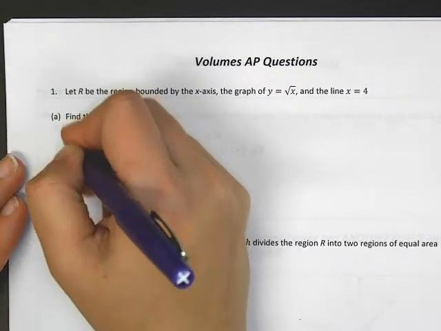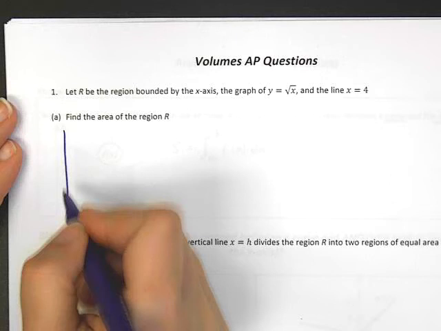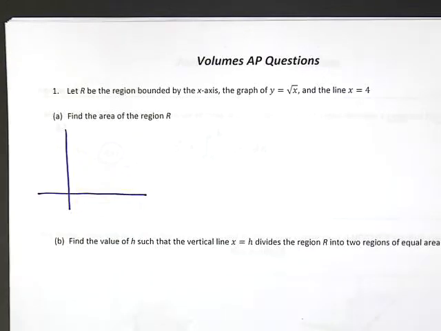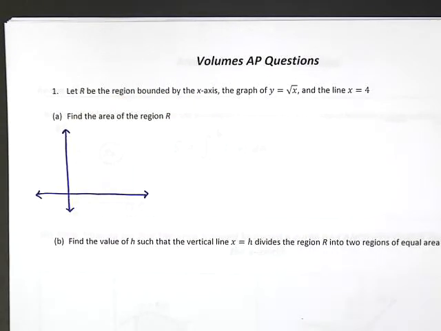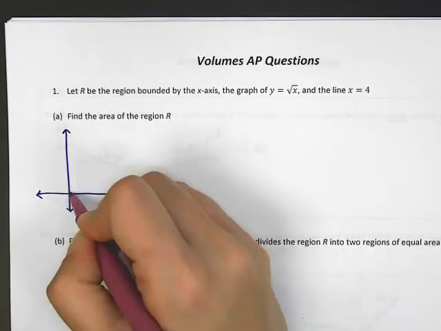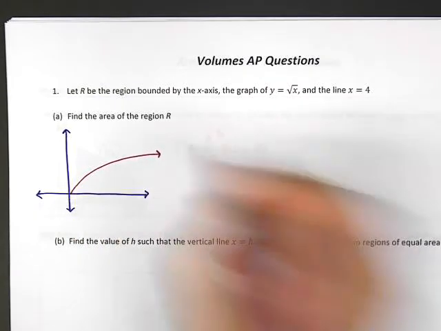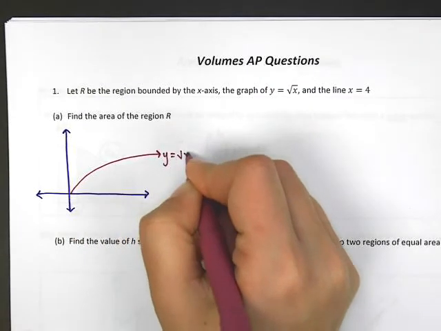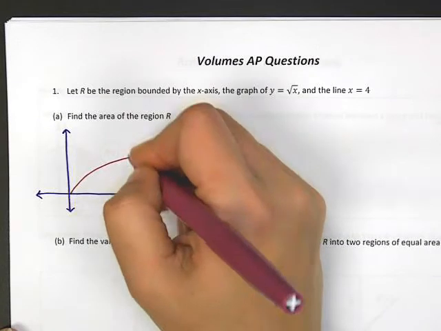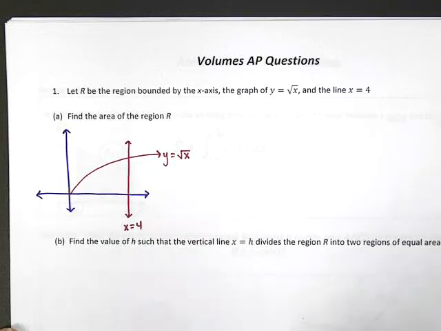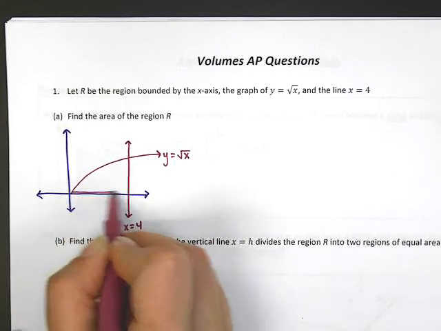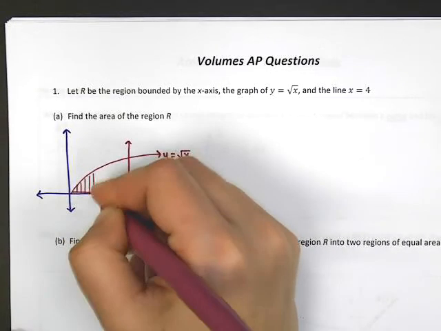So I like to sketch a picture for these. I think it helps me visualize what's going on. Honestly, I'm not really sure who could do this without a picture, so I would strongly suggest that we sketch a picture. Now, it doesn't have to be a great picture. It could just be something to represent the problem. So I know that the x-axis is one of my boundaries, as is the graph of y equals the square root of x. And the line x equals 4, which is a vertical line. Which means the area that they're talking about is this area here.